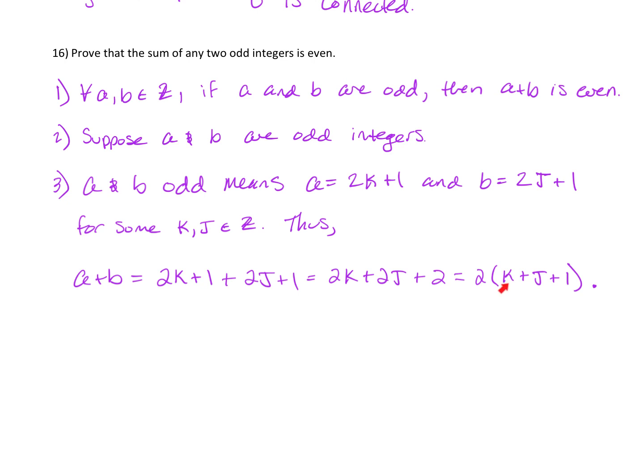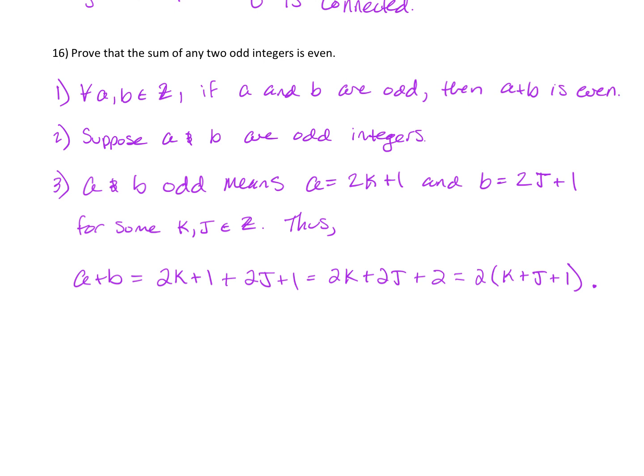All right, k and j and 1 are all integers, right? I defined k and j to be in Z. 1 is in Z. So when you add integers together, you get another integer. So 2 times an integer. A plus b equals 2 times an integer. So a plus b must be even.